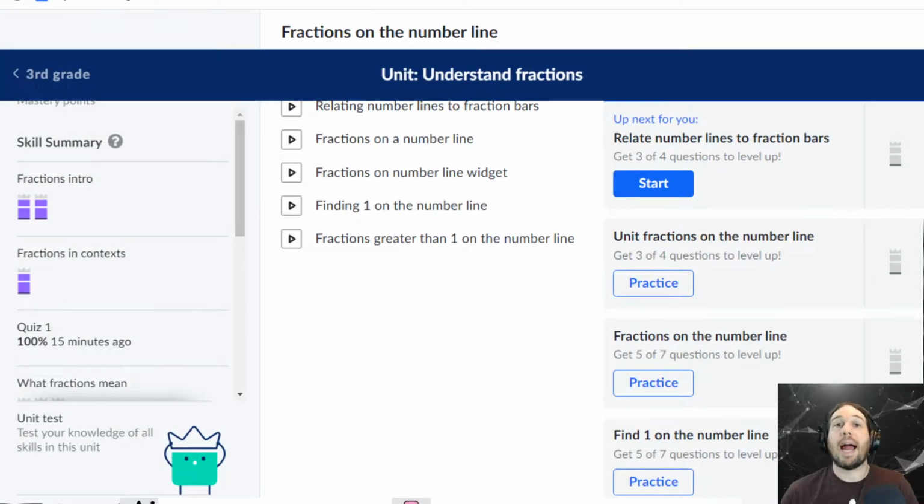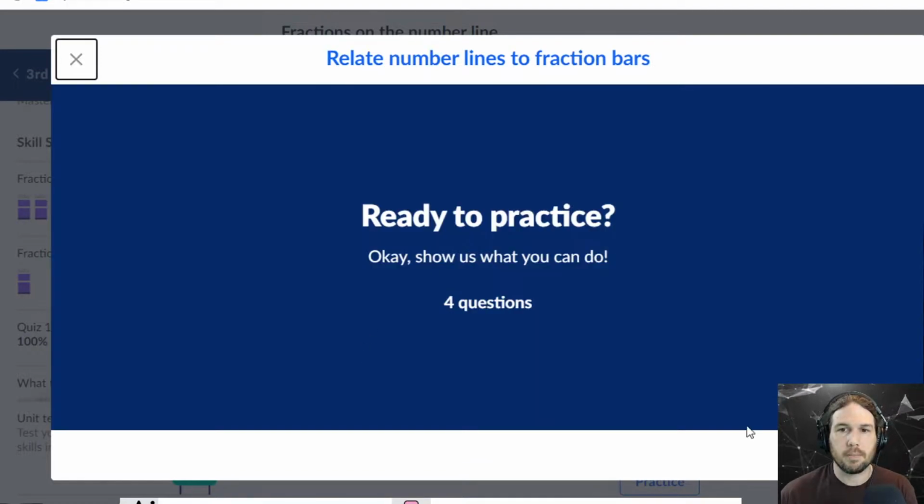So now, as we always do on this channel, as we always do in Khan Academy, the next step to take is to start placing things on number lines and seeing where they line up with all the other numbers, and then to start doing word problems with them. So let's go ahead and relate number lines to fraction bars.